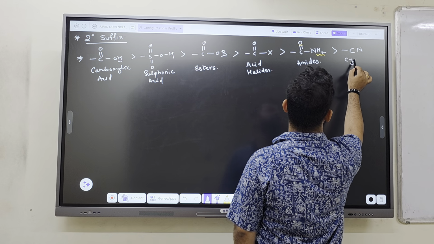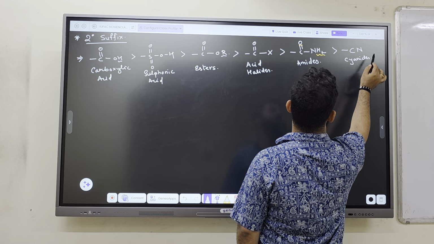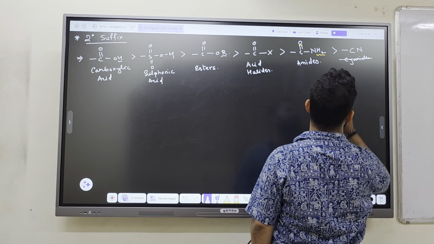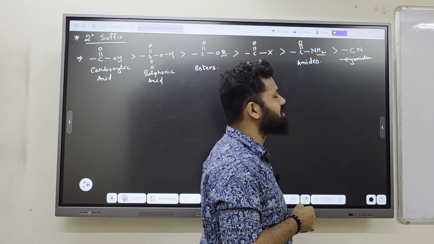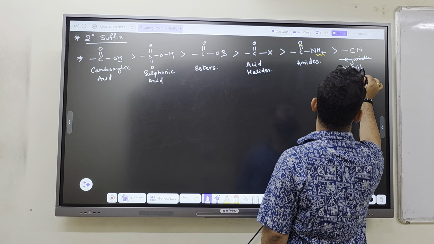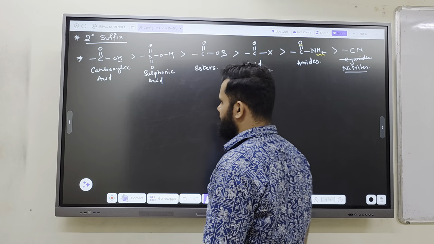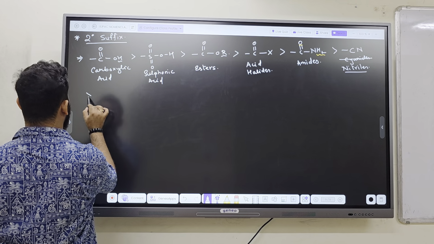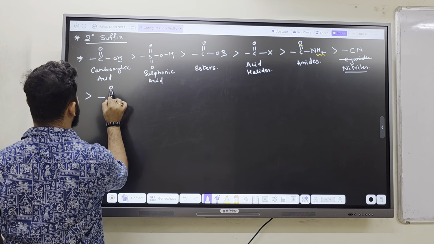These are called cyanides. But cyanide is a common name. We don't generally use it in IUPAC standards. We rather call them nitriles. Next in priority are aldehydes.